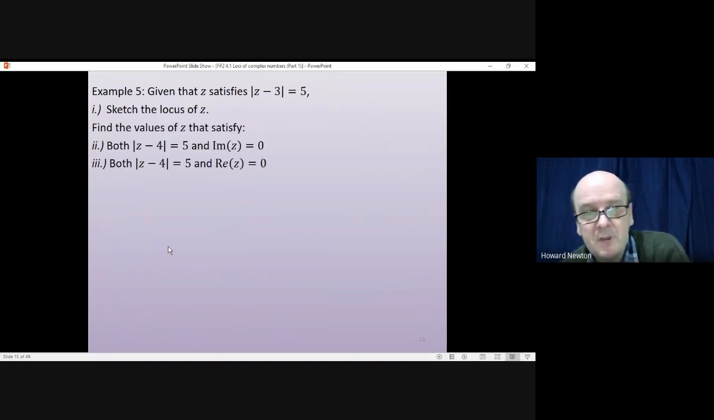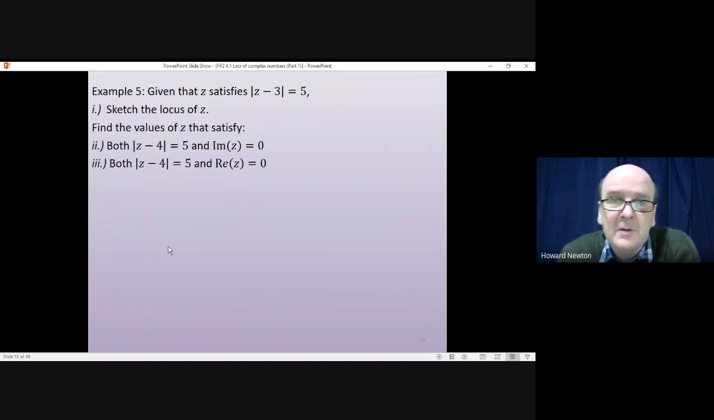And then part 3, again that it's on the locus, but this time that the real part of z equals 0. I'll let you try and work out what's going on yourself first. So pause the video, have a go, and then come back to me again when you're ready.